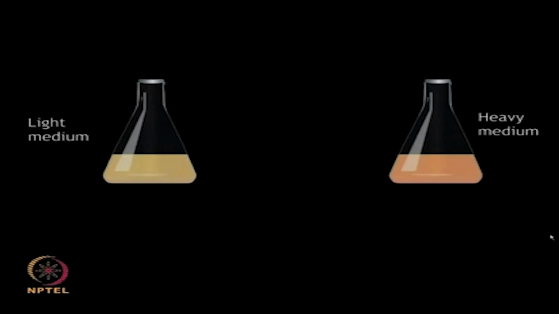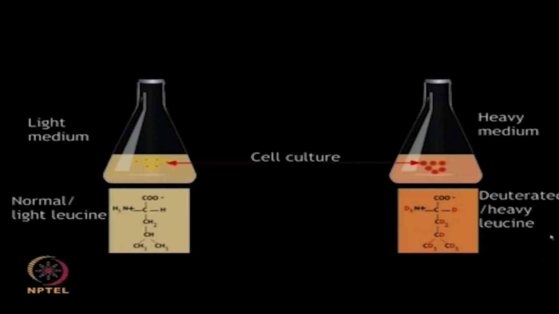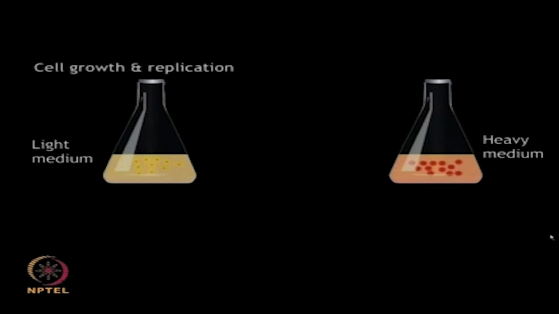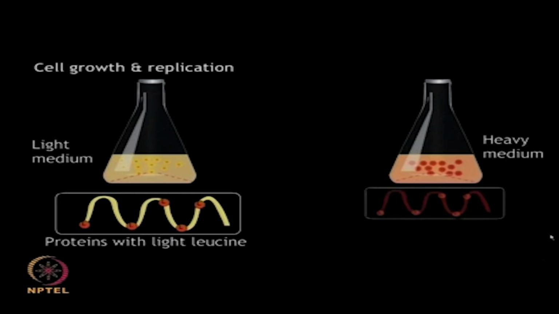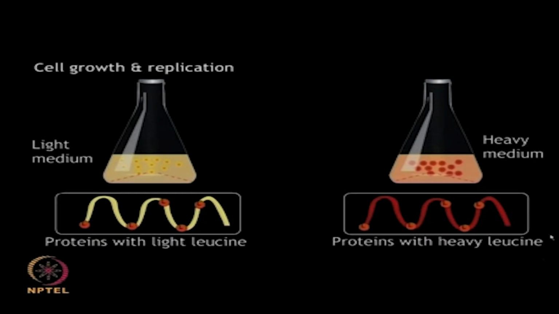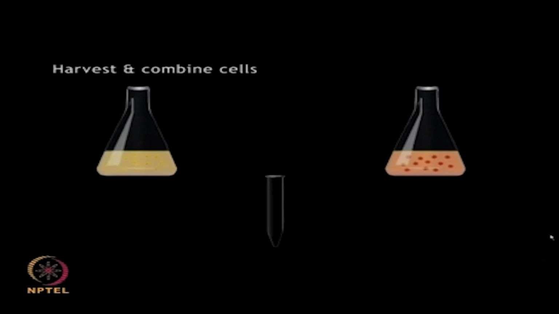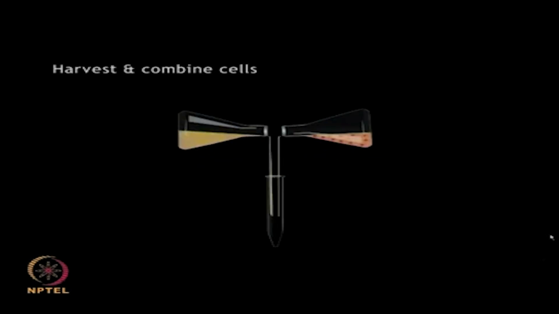So, let us discuss the SILAC method. SILAC is a simple method for in vivo incorporation of a label into proteins for quantitative proteomic purposes. In the SILAC method, two groups of cells are cultured in media that are identical in all aspects except that one contains a heavy isotopic analog of an essential amino acid, while the other contains the normal or light amino acid. The essential amino acids which are obtained from the cell culture medium are incorporated into the corresponding newly synthesized proteins during growth and replication.